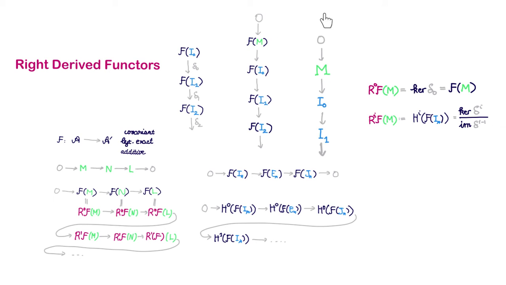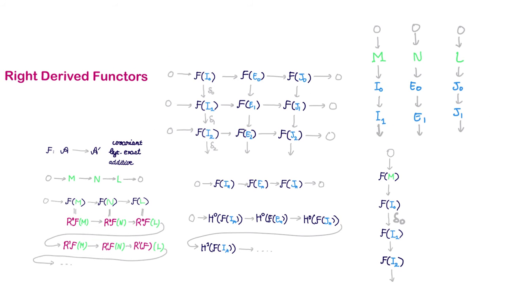Namely, we can take any exact sequence of this form and then apply f to it. Since f is left exact, we know that the kernel of this map delta naught here must be f of M. Thus, if we define the ith right-derived functor of f at M to be the ith cohomology group of this cochain complex, then indeed the zeroth right-derived functor of f at M is going to be equal to f of M. Now similarly, we can find some resolution of N and L and then apply f to them, thus getting three cochain complexes.